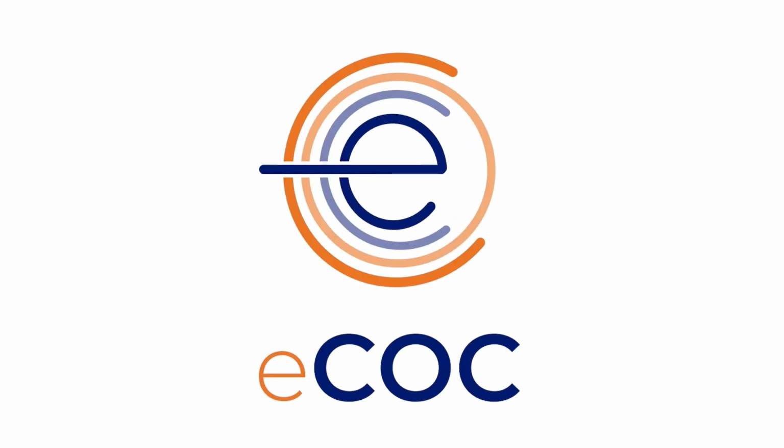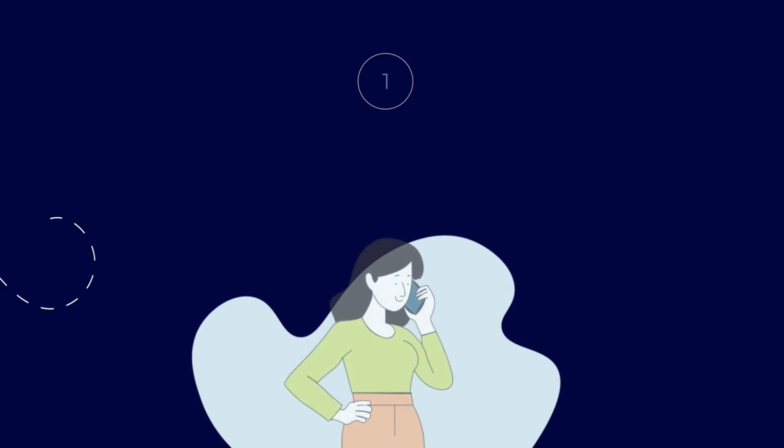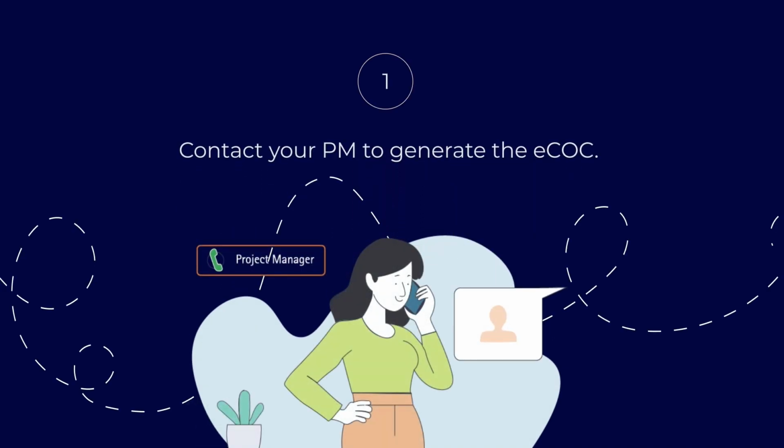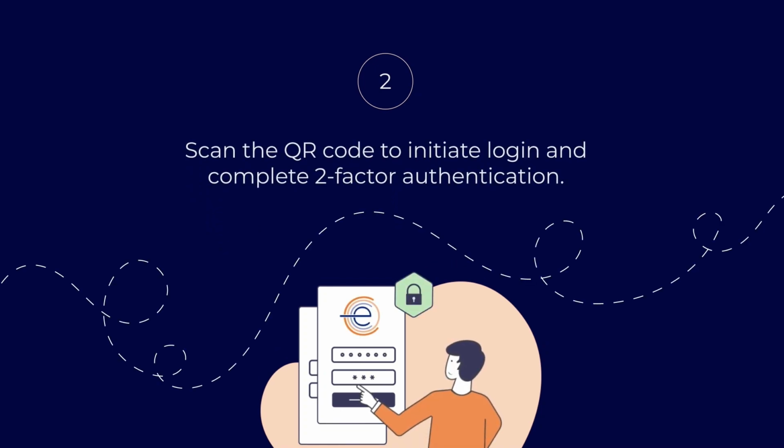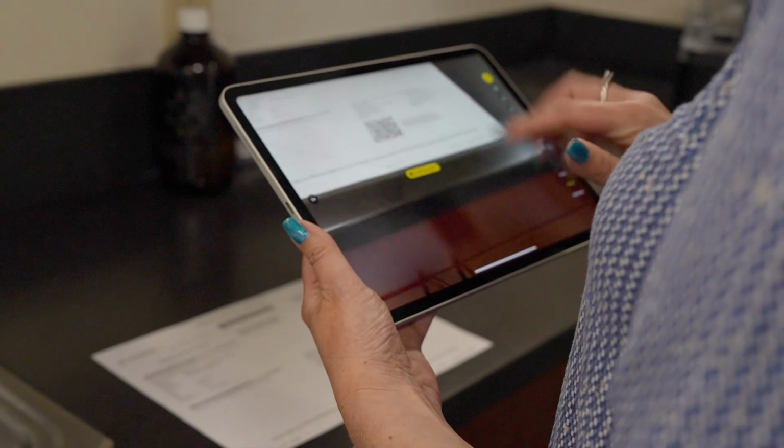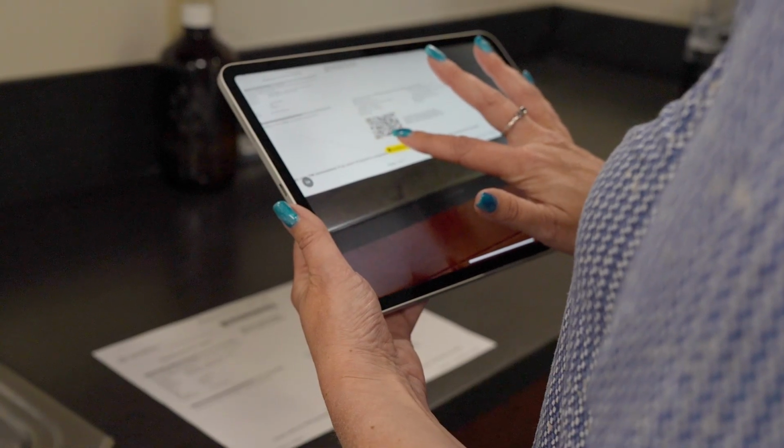Welcome to your full guide on submitting your electronic chain of custody. Before starting, contact your project manager to generate your eCOC. Once your eCOC is ready, scan the QR code from the shipping order. This will lead you to the My EOL page.